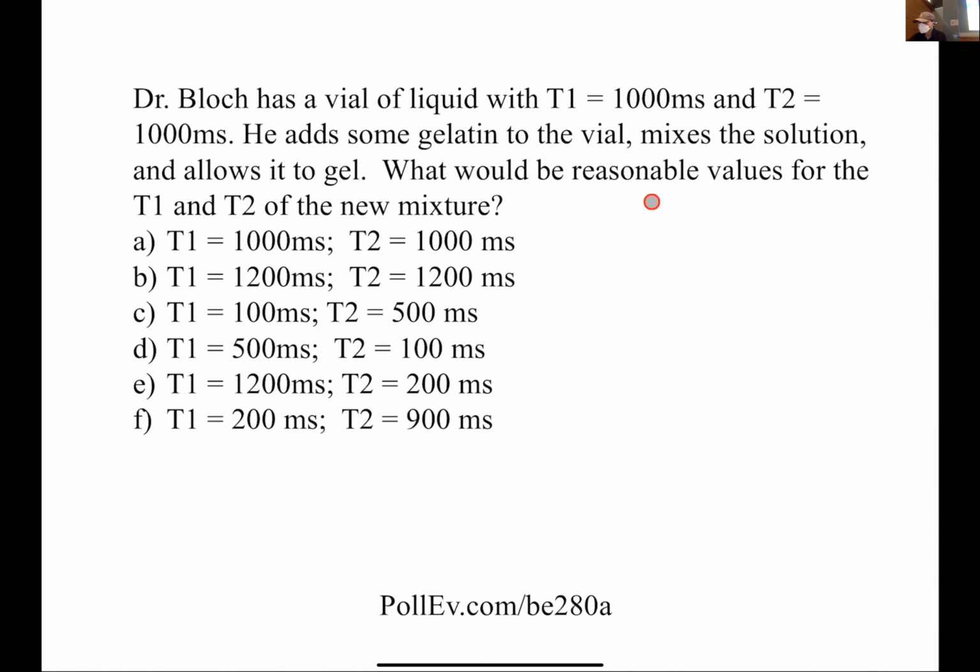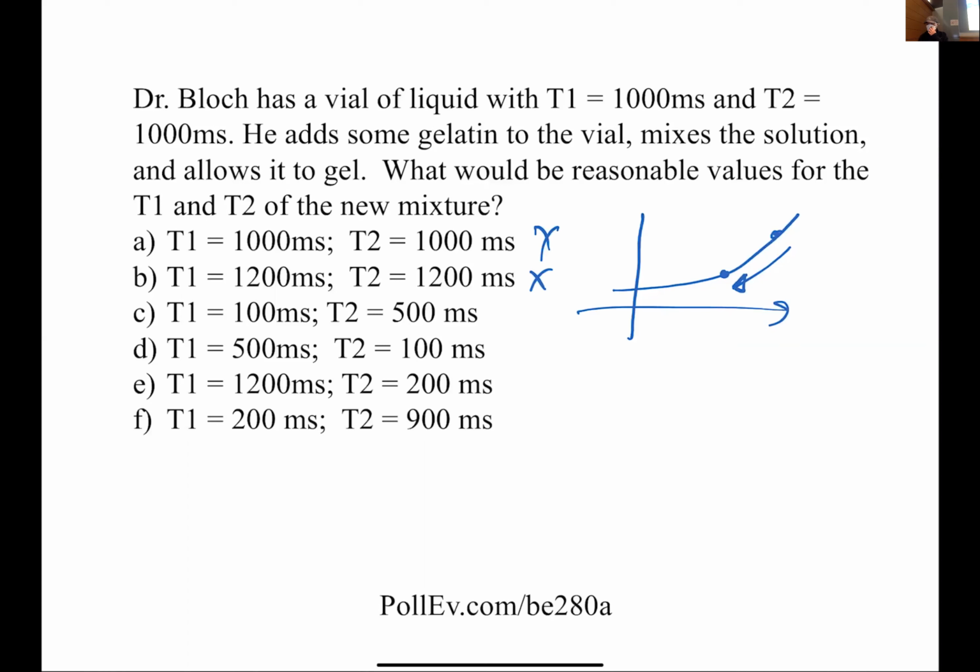So what would be reasonable? Obviously, if I put in gel, then the tumbling rate is going to go down, right? So we know at least on the T2 curve that we're going to move this way. So T2 has to go down, okay? So we're going to get rid of these guys.